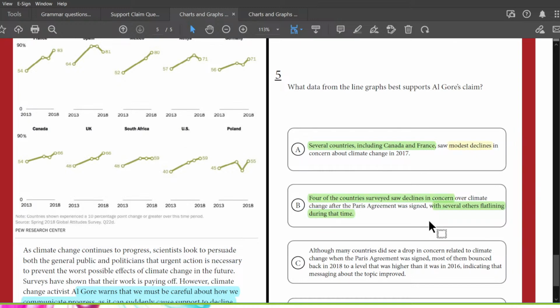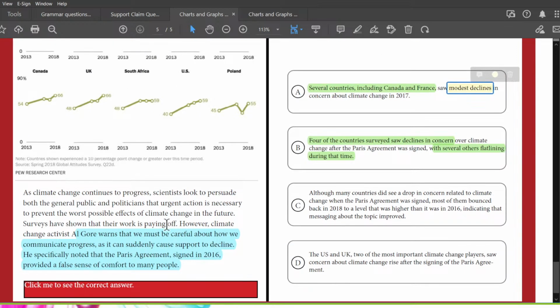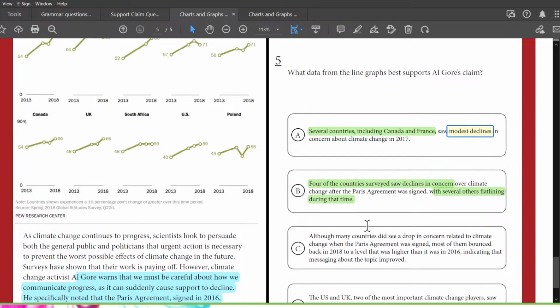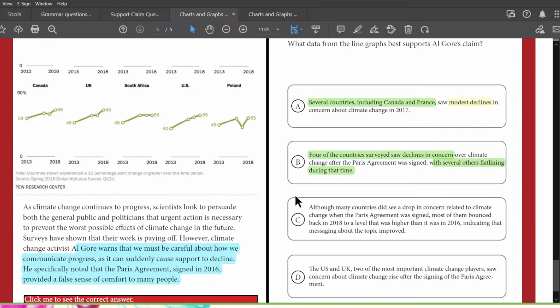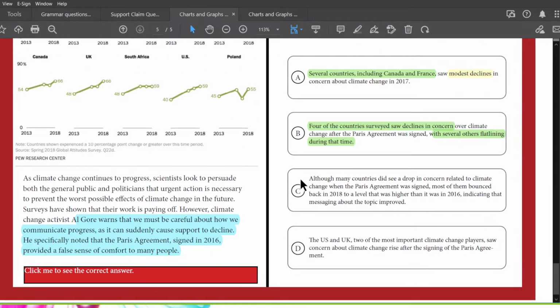I think this is better than A for sure. I like this one a lot because with modest declines, it matches, sure. But 4 countries versus 2 and several others flatlining is like an extra point that I think helps it out. And I might just keep going just to see, okay.